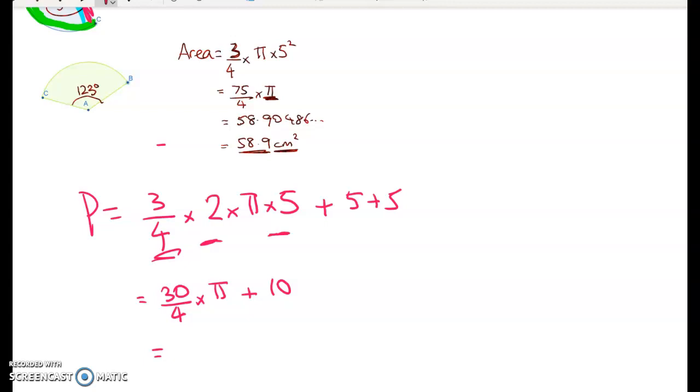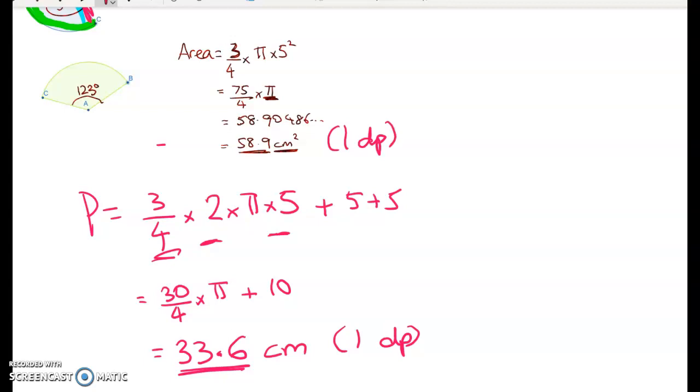So that's 7.5 times pi. What does that give us? Let's see. It gives us a number with lots of decimal places, but it rounds to 33.6 centimeters, right? And we'll state that we've rounded that to 1 dp. I should have said that up there too. Always say how much you're rounding something. So that's the perimeter of that one.